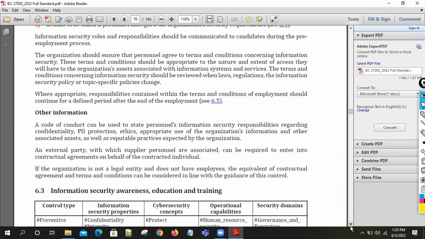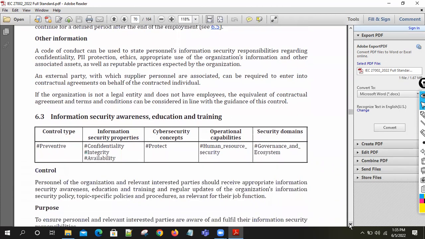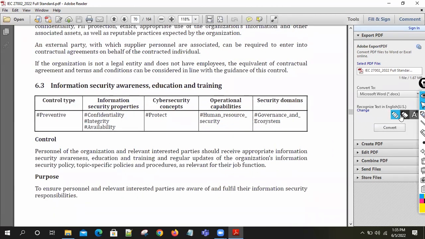Now you have done the background verification check of the candidate. You have signed that agreement with the employee. Now you have onboarded the employee. The next action would be information security awareness, education and training. This is also due to a risk which we have identified. What is the risk here?